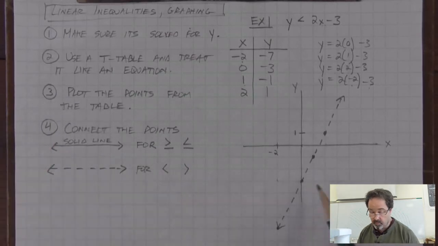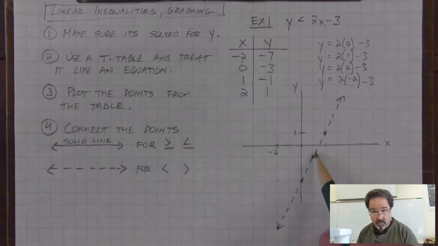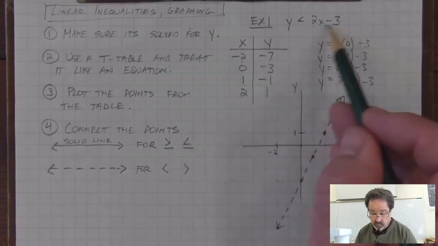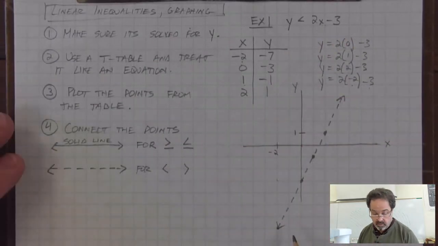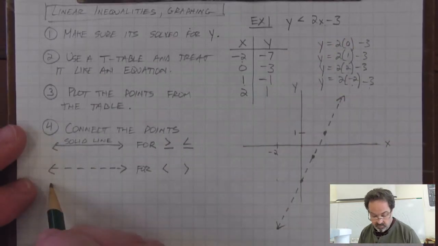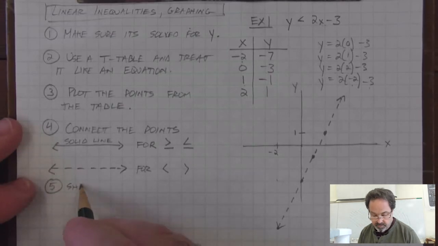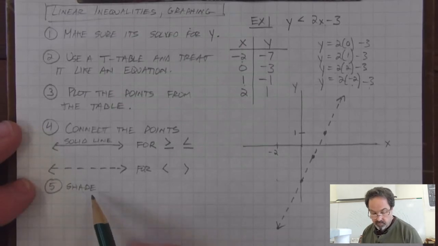A solid line represents a boundary that I can be on, or those values that are represented on the line can be used as solutions to the inequality. We have one more step to take to finish up. We need to shade to show the region of all possible solutions.